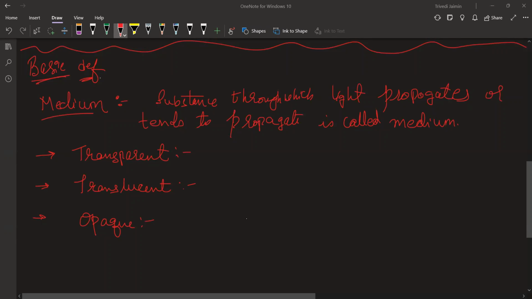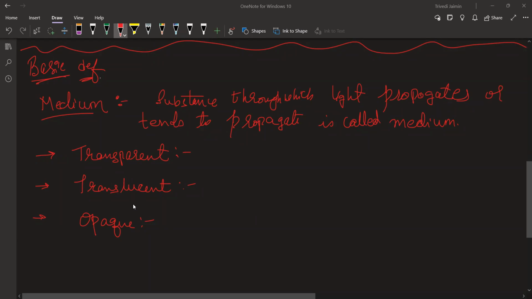Okay, Modita, what is transparent? Sir, the substance through which light can pass easily. And translucent? The substance in which light can barely pass. Okay, and opaque? The light cannot pass through it at all.